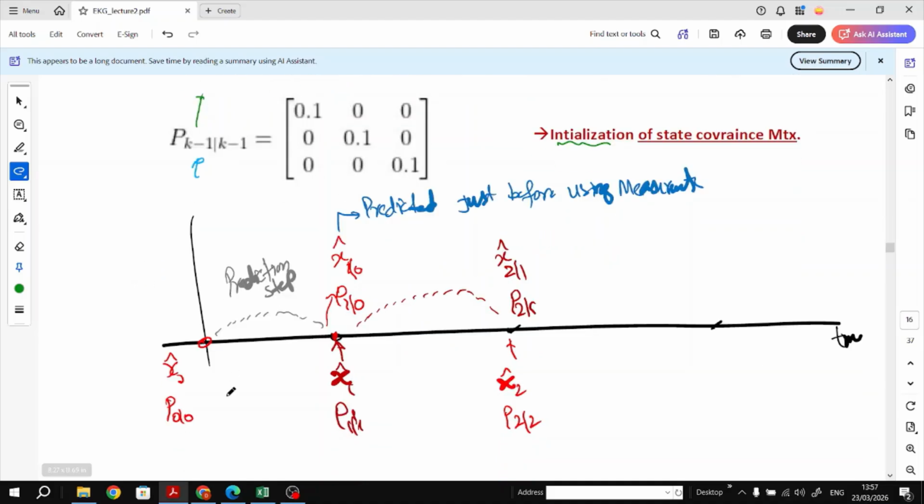And then, as usual, we start the prediction step, then the update step, then prediction step, update step at every instant of time. When your sensor measurements arrive, you can update your prediction. In between the sensor measurements arriving, you predict your state using the motion model.